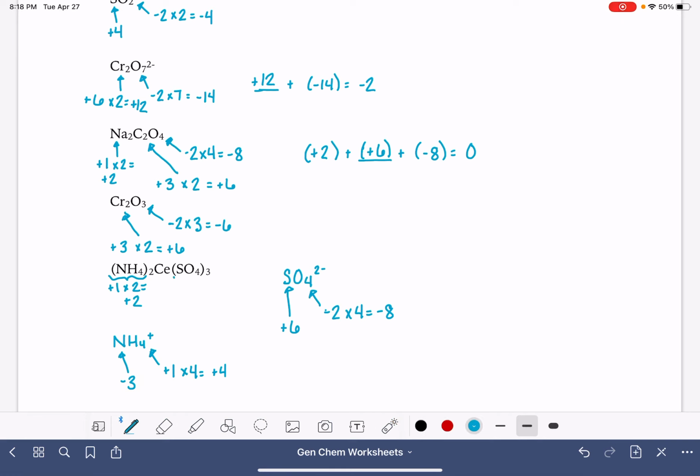And then let's do the same thing for the SO4. So overall, the SO4 has a -2 charge, or oxidation number. It's a +6 minus 8, that's a -2. And we have 3 of them, which gives us an overall -6. So whatever this guy is, it needs to be +2 plus whatever this number is, -6 has to add up to a 0. So this guy has to be a +4.